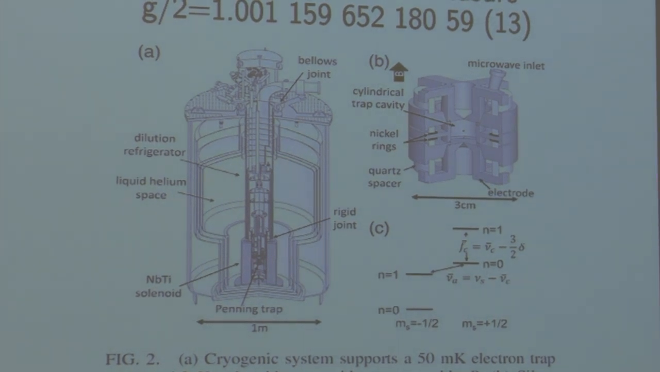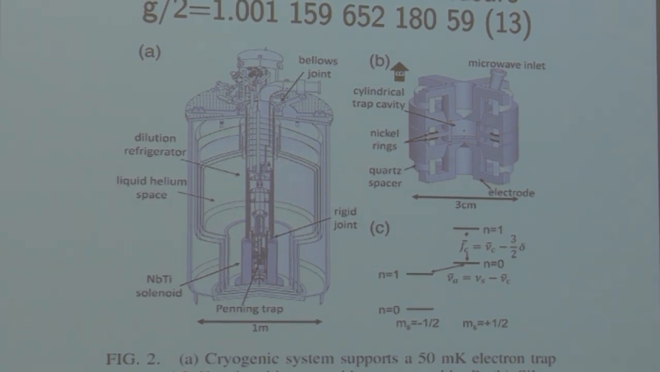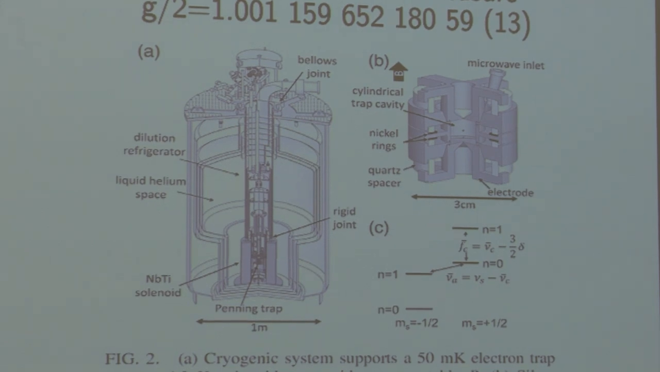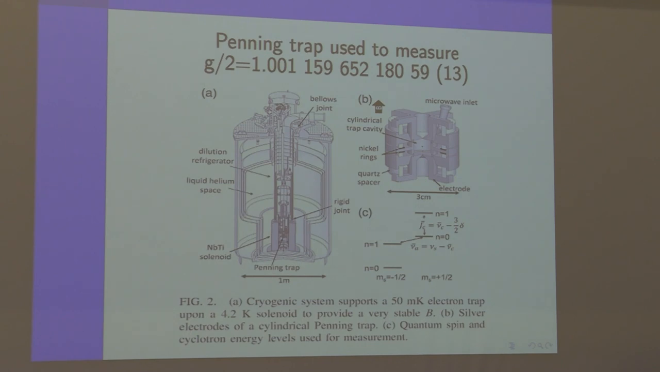So this is the inside that has 3 centimeters, and the Penning trap is inside of this 3 centimeter thing. But of course, since this precision is extremely high, one has to cool it with helium, etc., etc. So this is my beloved Penning trap. Also here you can see it. And what happens in the Penning trap? The electron is kept inside.